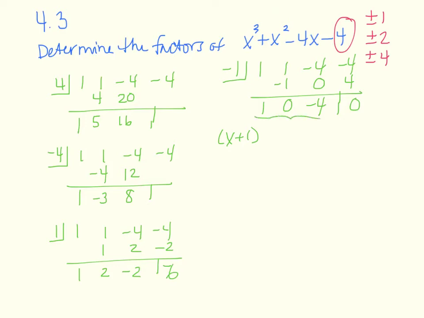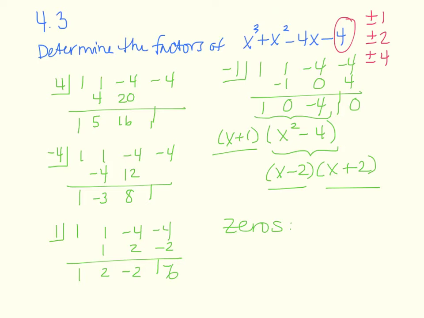And then this depressed polynomial is where I'm going to find the rest of those. So this is going to translate into x squared plus 0x minus 4. So this is a difference of squares. This is x minus 2, x plus 2. So my three factors are x plus 1, x minus 2, x plus 2, and my zeros are going to be negative 1, positive 2, and negative 2.